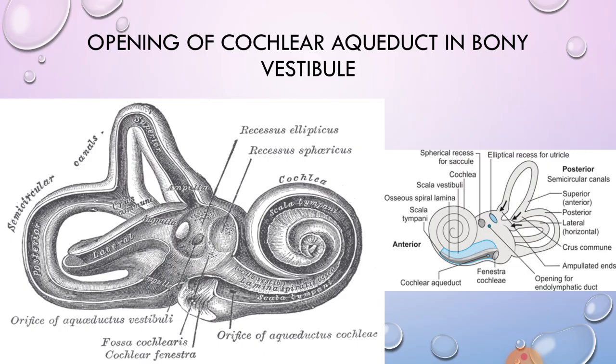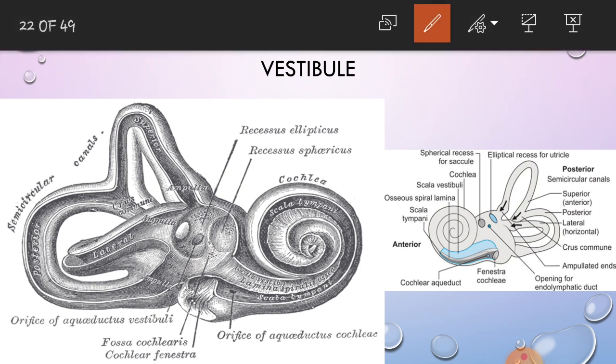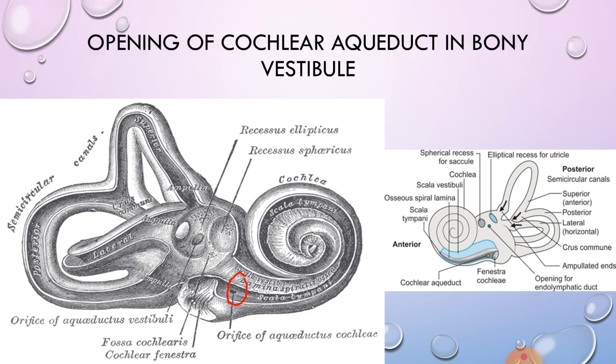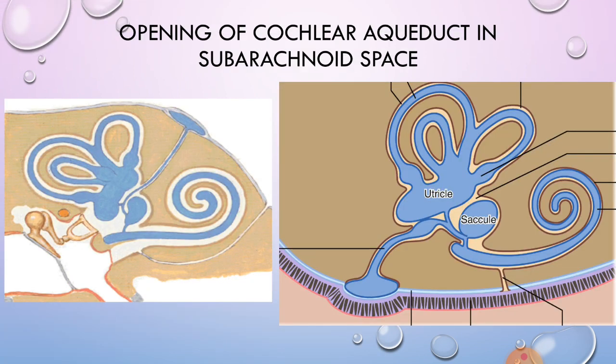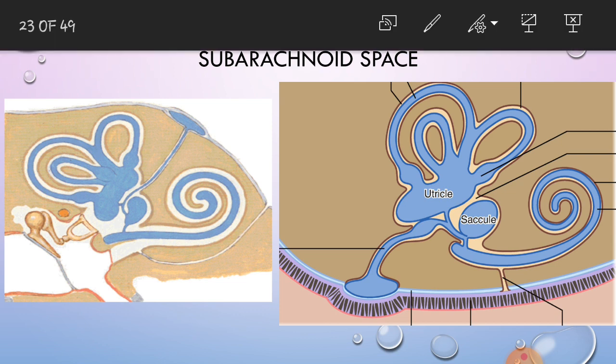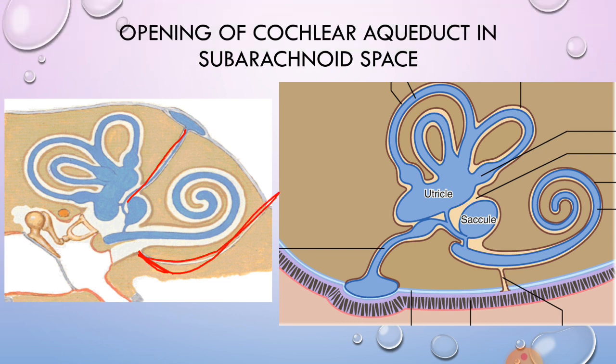And the opening of the cochlear aqueduct in bony vestibule is this. Okay, in this section of the bony cochlea. Opening of the cochlear duct in subarachnoid space. This is another diagram showing you both the ducts. This is the vestibular aqueduct communicating the vestibule of the bony labyrinth, and this at the basal turn of the cochlea, bony cochlea, is the cochlear aqueduct.